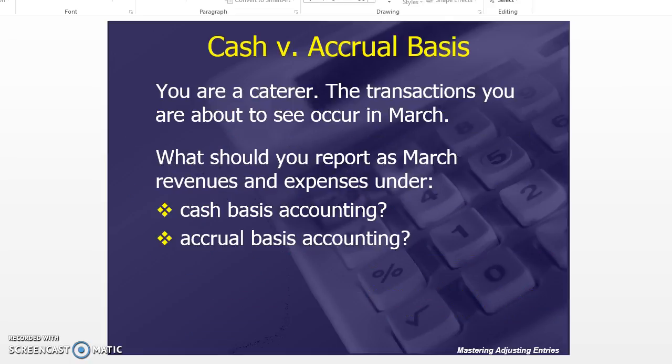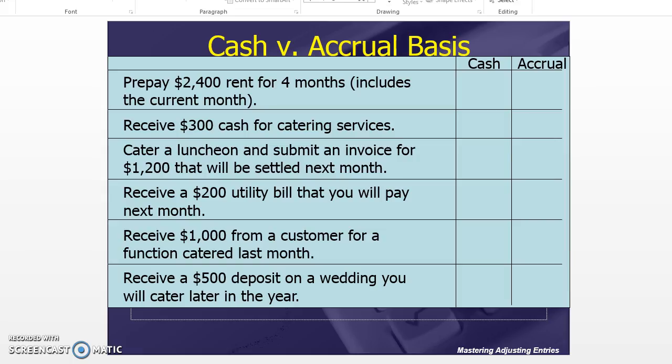Let's go on. As we continue on, there'll be a lot of examples and problems that will help you solidify the concepts. So let's look at one more. You're a caterer and the transactions you're about to see occur in March. What should you report as March revenues and expenses under, guess what? Yes, we're going to do the cash basis and the accrual basis. So here are our scenarios.